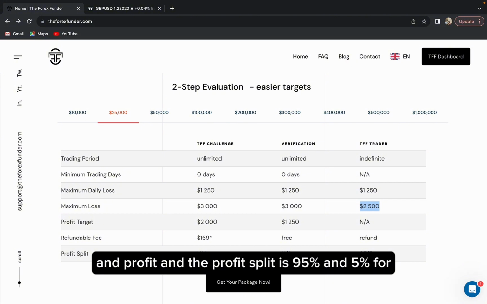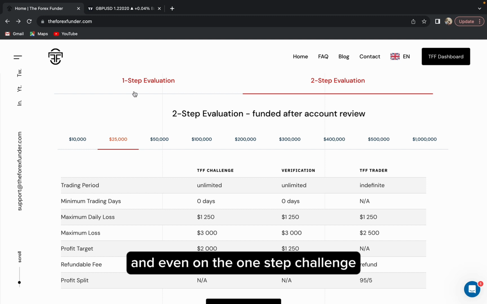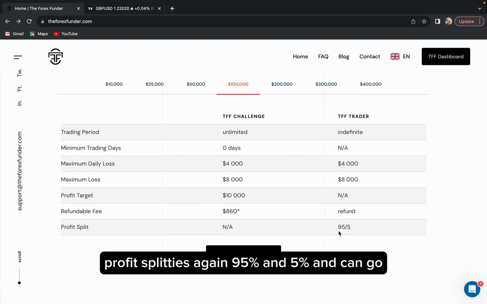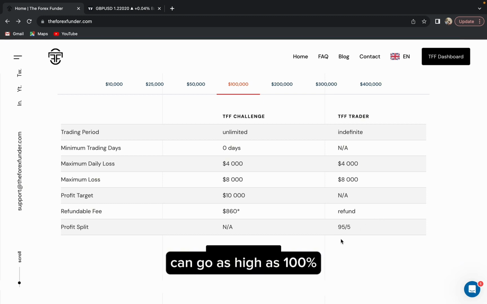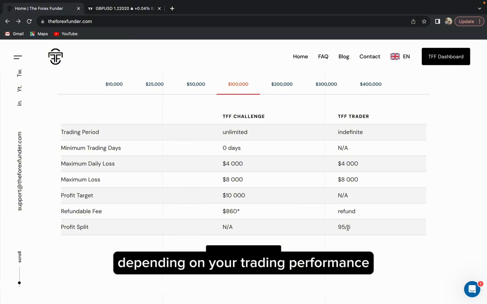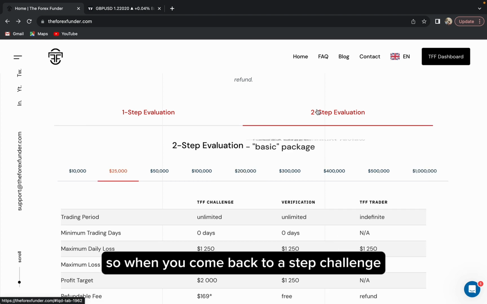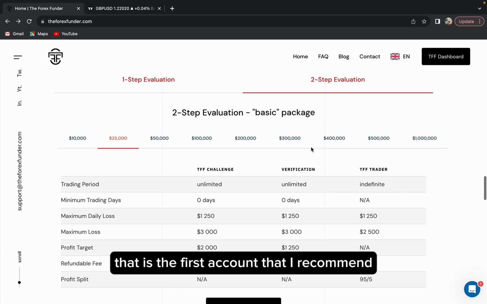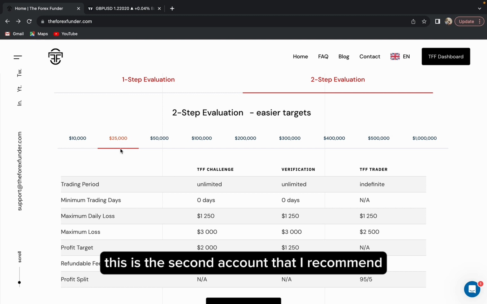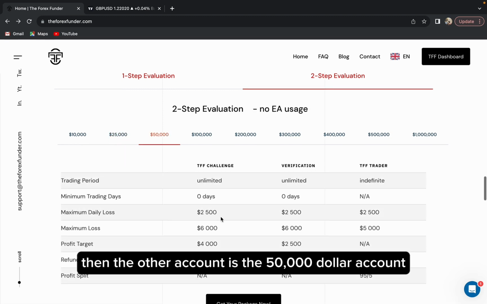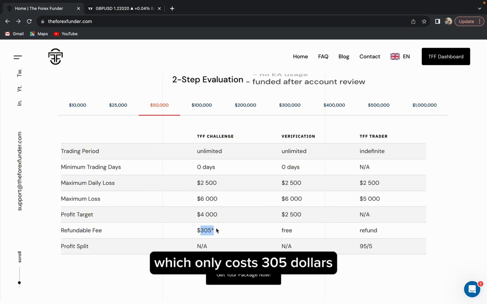It's refunded, and the profit split is 95% and 5% for the prop firm. And even on the one-step challenge, the profit split is again 95% and 5%, and it can go as high as 100% depending on your trading performance for all these accounts. So when you come back to the two-step challenge, that is the first account that I recommend. This is the second account that I recommend. Then the other account is the $50,000 account, which only costs $305. You see, traders, everything here applies to all these accounts.